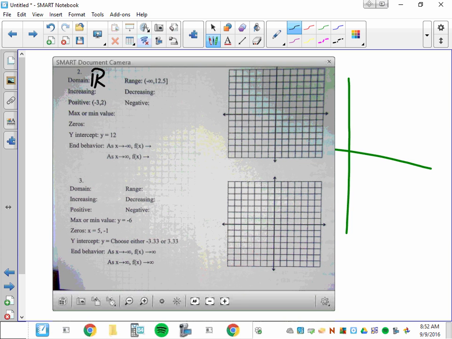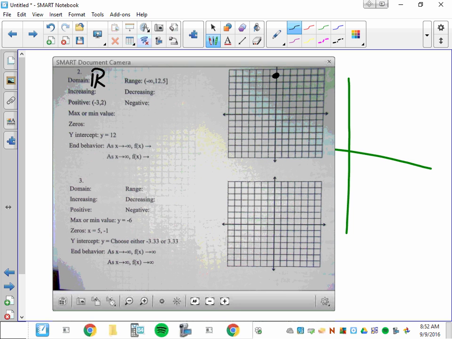Okay? In this case, all I'm told is the range, where the graph is positive, and what the y-intercept is. So I'm going to graph the y-intercept. I probably have to count by 2s. So 2, 4, 6, 8, 10, 12. Oh, wait. Sorry. Positive 12. So 2, 4, 6, 8, 10. That's my y-intercept. My range is negative infinity to 12.5.